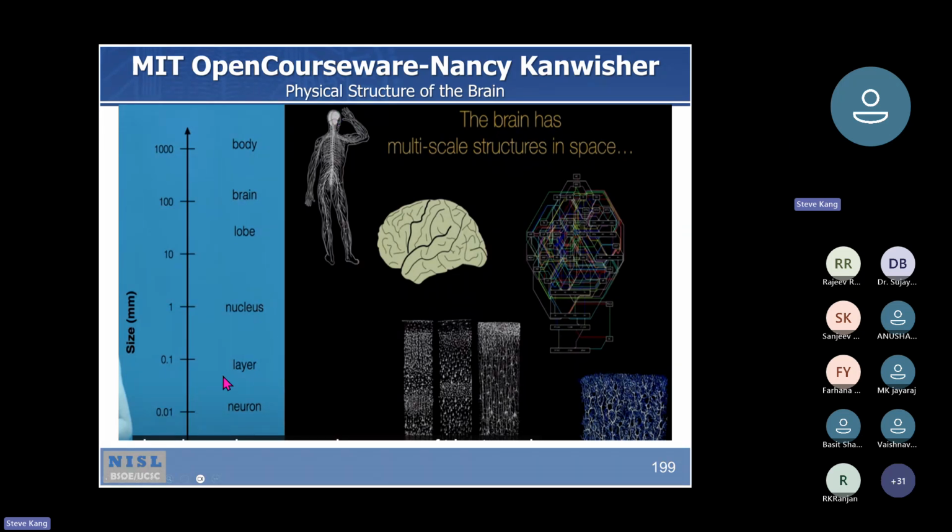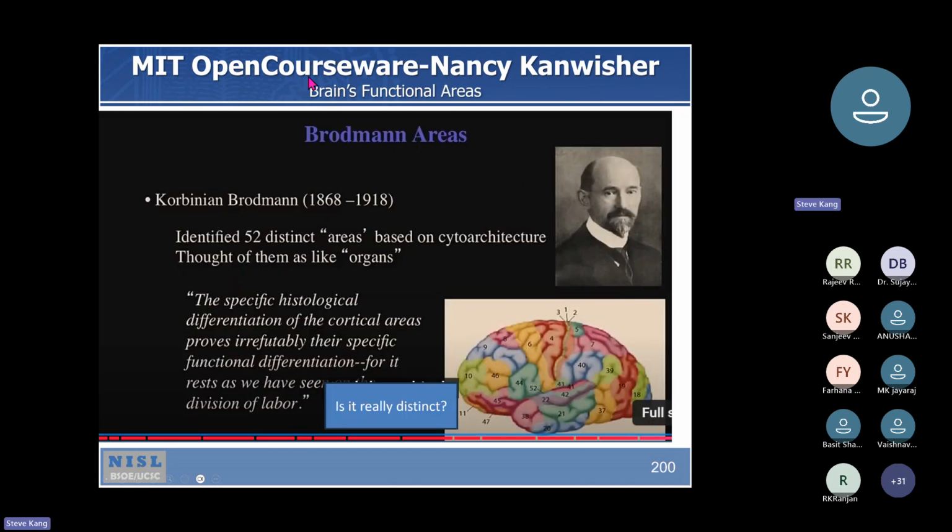And then the neuron is 10 micrometers. That's the size here, right? So 10 to the minus 5, yes, it's about 10 micrometers. And then this is a sort of a model for brain interconnects. They also talked about the different partitioning of the brain.